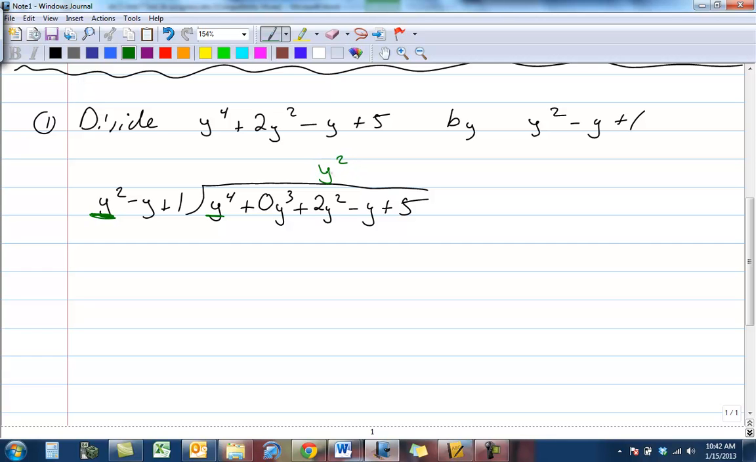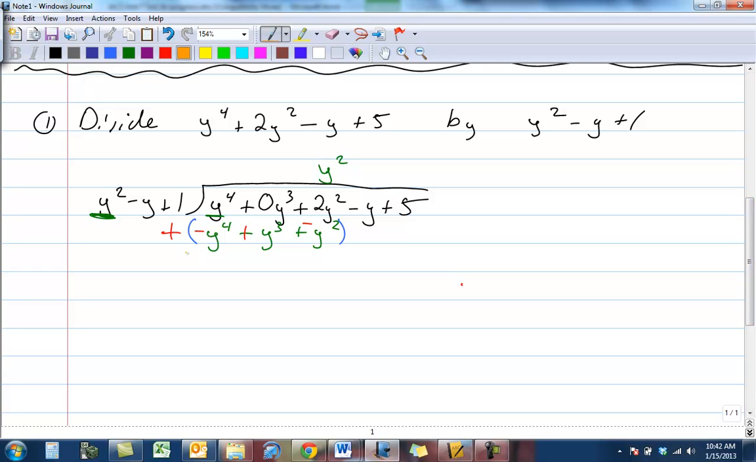So you're going to take y squared and multiply it by everybody on the outside. So this is y to the 4th minus y to the 3rd plus y squared. And line it up beneath. Now here's the thing, just like when we long divided, we're going to subtract this from the term above. But when we subtract it, I don't like subtraction. So I'm going to change this to plus and do the opposite of everything inside of here.